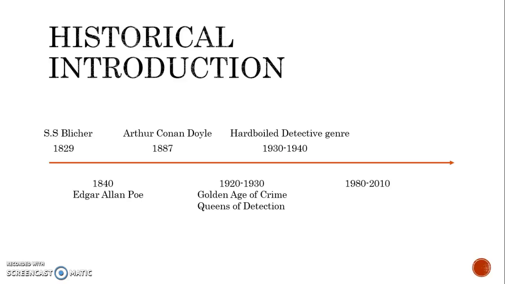From the 1930s to the 1940s, the hardboiled detective genre appears in the US, and this genre is defined by the detective being questionable or violent. In the 1980s and up till today, the postmodern crime story tampers with the rules of the classic crime story, and the authors Dashiell Hammett and Raymond Chandler are some of the most important.